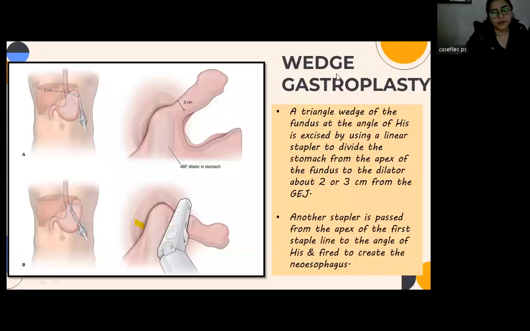Another way of doing the same gastroplasty is doing a wedge gastroplasty. In this, a triangular wedge of the fundus is cut at the angle of His, and it is excised using a linear stapler to divide the stomach from the apex of the fundus. As you can see, over here we've used the stapler, and this is the apex of the fundus. And then we use another stapler and we fire it like this so that we create a new esophagus and we create the angle of His as well.